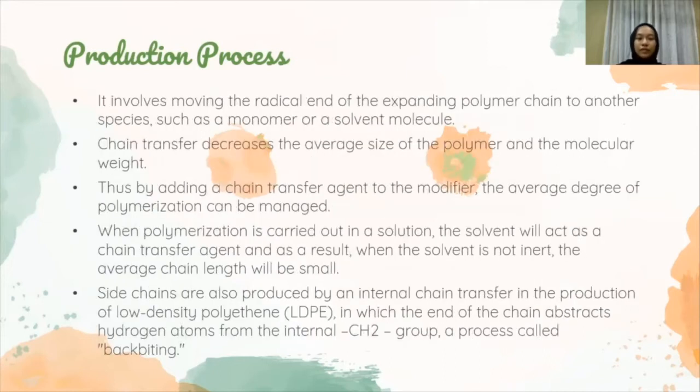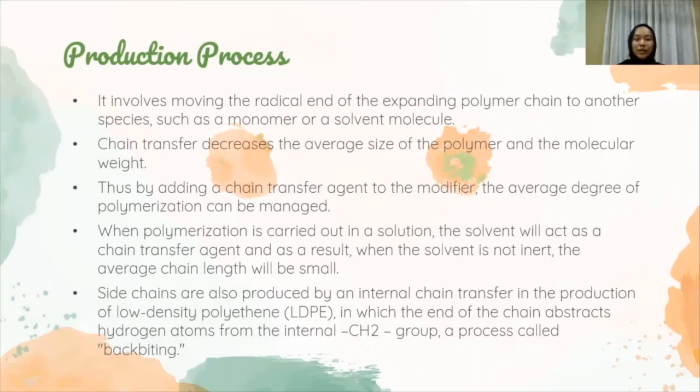Chain transfer involves moving the radical end of the growing polymer chain to another species, such as a monomer or a solvent molecule. Chain transfer decreases the average size of the polymer and the molecular weight. Thus, by adding a chain transfer agent as a modifier, the average degree of polymerization can be managed. When polymerization is carried out in solution, the solvent will act as a chain transfer agent, and as a result, the average chain length will be small.